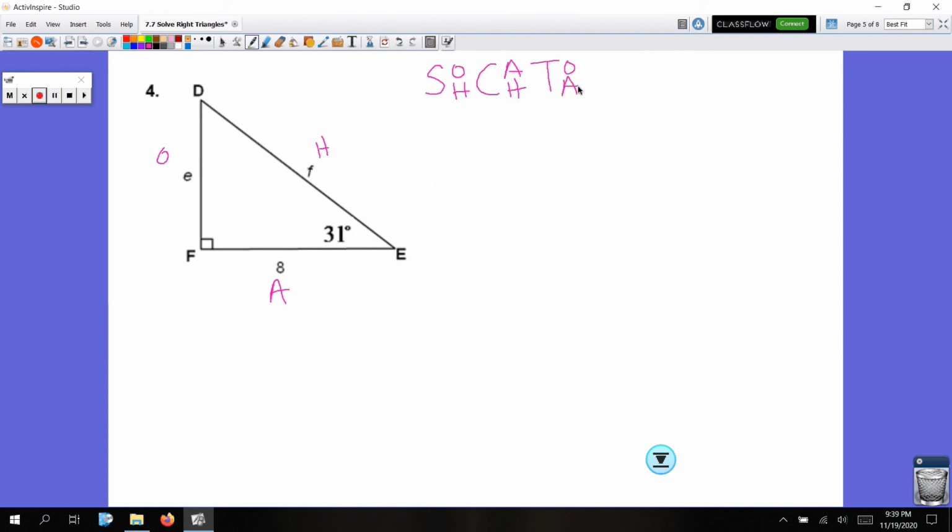All right, so let's just go for E first. I'm looking for E. That is opposite. I have adjacent. Opposite adjacent is tangent. So tangent of 31 is E over 8. Multiply both sides by 8, and I get E is equal to 8 times tangent of 31. All right, let's plug that in. And I get 41.8. No, not 41.8, I'm sorry, 4.8. You should get 4.8 too. All right, so E equals 4.8. Let's find F.